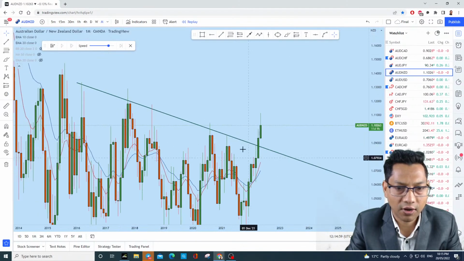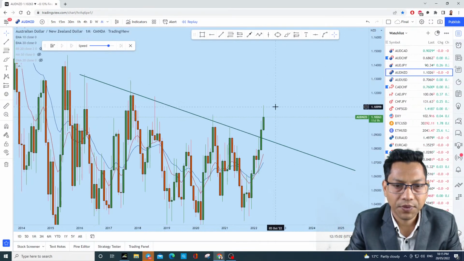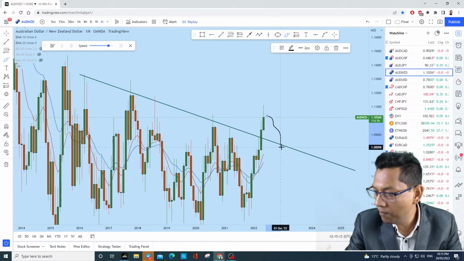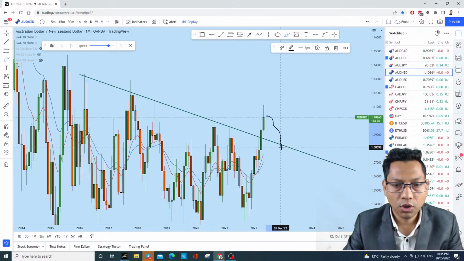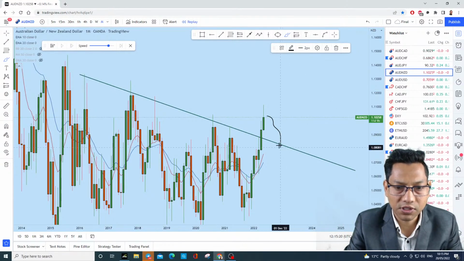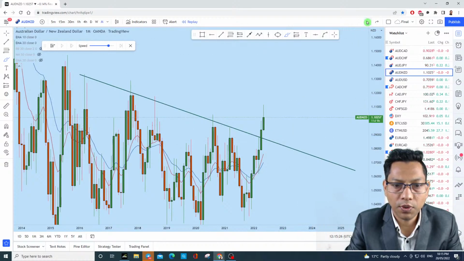This is the trend line of this downtrend. This is the monthly, and the price now is a lonely candle, right? There is nothing to support here. So what we might see is AUD NZD will come back to this level of support, to test this previous resistance as support, and then make a move to the upside.